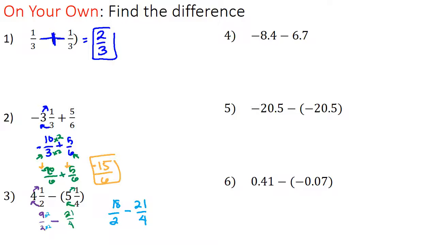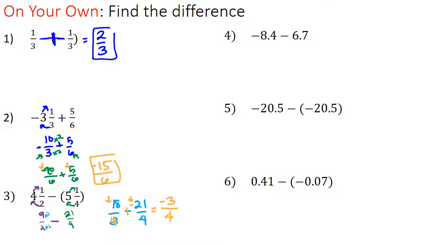And now I can go ahead and look at this and say, well, I don't want to subtract a positive, I want to add a negative. Since I'm now adding a positive and a negative, I can treat it like normal subtraction, and 21 minus 18 is going to give me 3. Now that 3 is going to be negative because the bigger of those two numbers was negative, so I'll get negative 3 over 4. Sorry, this should have been a 4 right there.